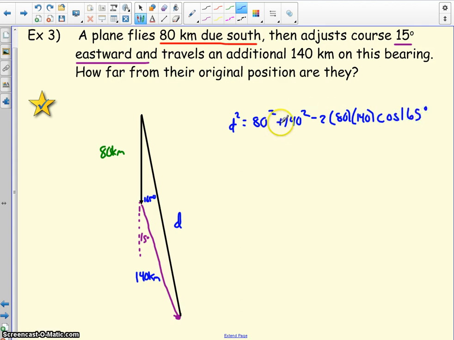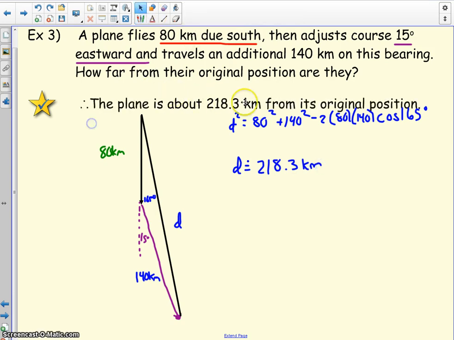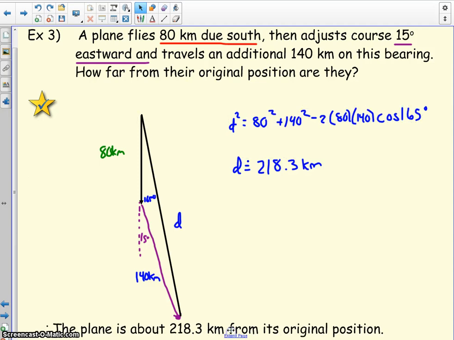Okay, so I just have to solve for d. I'll let you run that through your calculator. You should get about 218.3 kilometers. Okay, then you can write out your conclusion, and you're done.